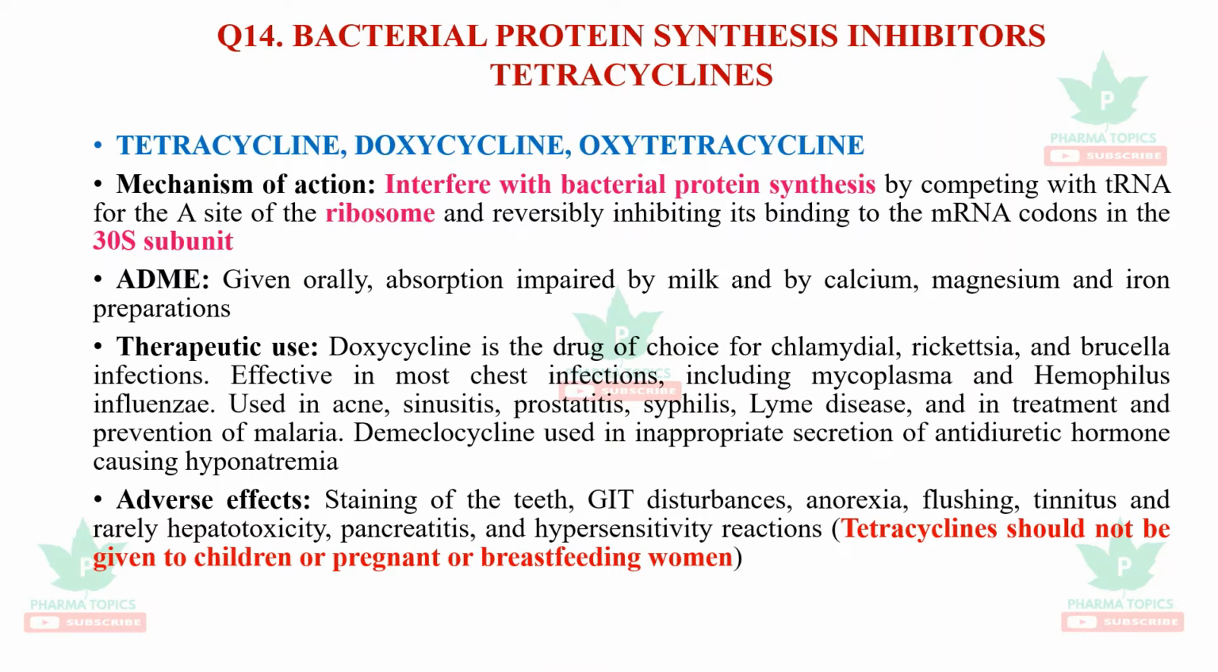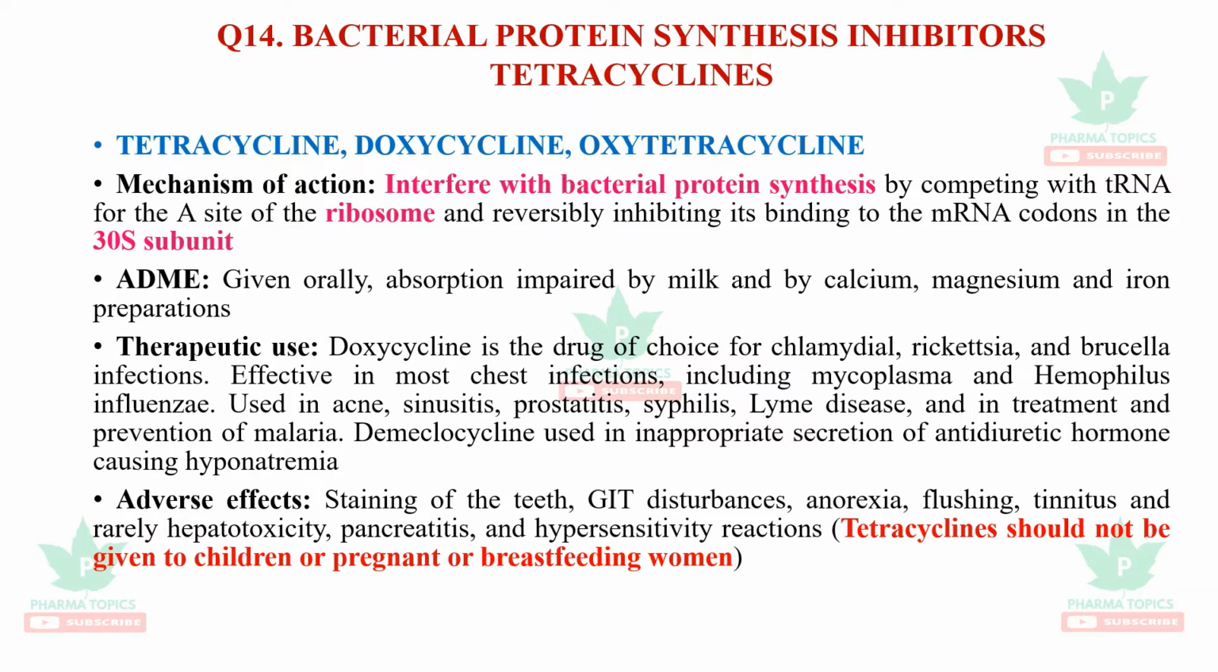Question number 14 is tetracyclines. They are bacterial protein synthesis inhibitors. The tetracyclines include tetracycline, doxycycline, and oxytetracycline. They interfere with the bacterial protein synthesis by competing with the tRNA for the A site of the ribosome and reversibly inhibit its binding to mRNA codons in the 30S subunit. Can be given orally, but the absorption is impaired by milk and by calcium, magnesium, and iron preparations.